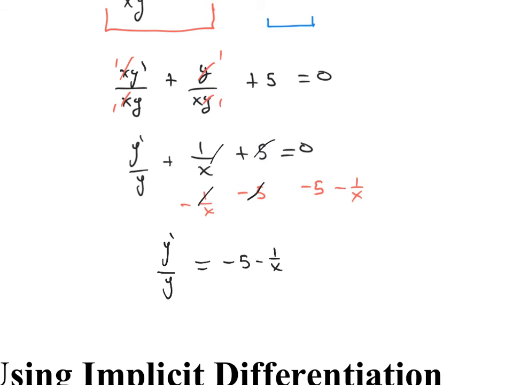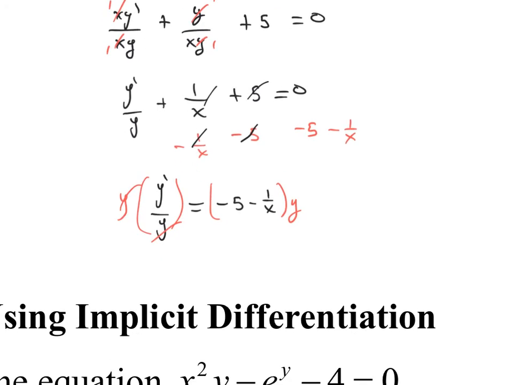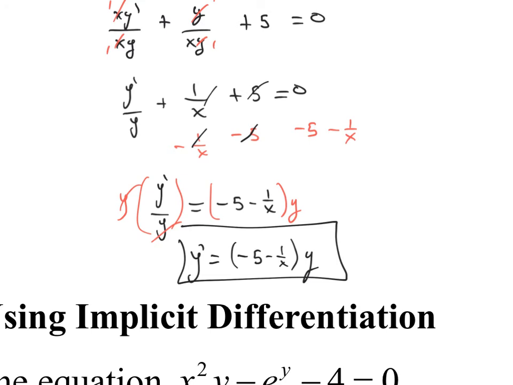Again, I could sit here and get a common denominator. I could factor out a negative. I could combine those terms. I can make it look pretty. I just don't care about that. So what I'm going to do to both sides now is multiply both sides times y. When I do that, I'd end up with y prime equals, this is not pretty, and I don't care, negative 5 minus 1 over x in parentheses times y. A lot I can do to clean that up, but I just don't care, so I'm going to leave it in that form right there.